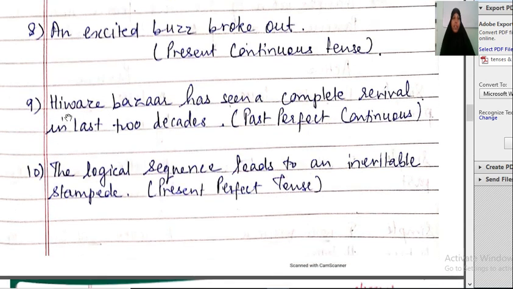Next one: Hiware Bazaar has seen a complete revival in last 2 decades. Now you have to change this sentence into past perfect continuous tense. Past perfect continuous means what? Had been. So what will it be? Hiware Bazaar had been seeing a complete revival in last 2 decades.